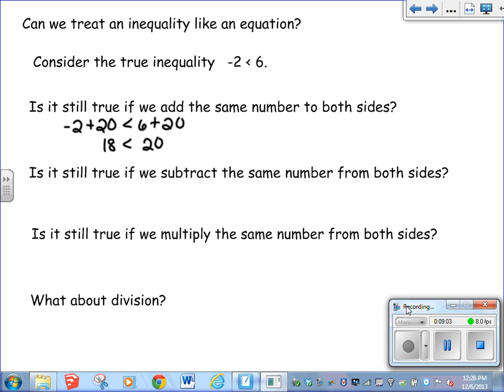So we can add something to both sides of this inequality and it'll remain true, just like when we were working with the equation. Sometimes, though, working with negative numbers has a different impact. So let's see if instead of adding Mikey's positive 20, we could add a negative 20 and we would still have a true statement.